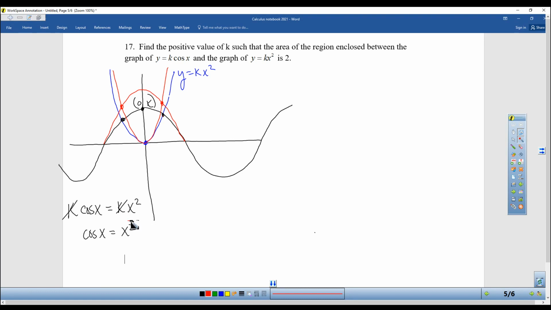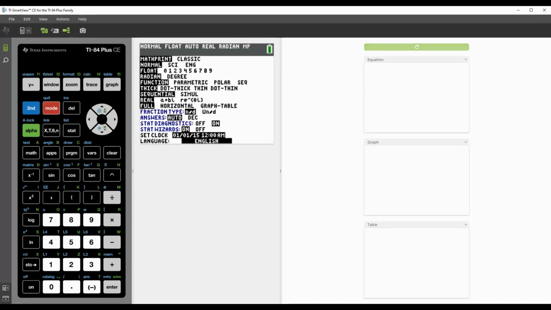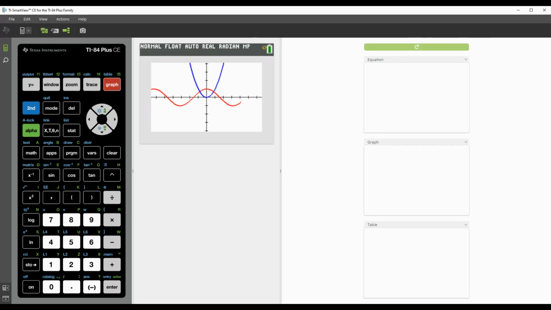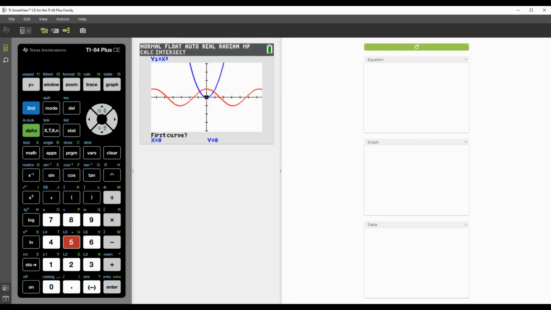I really can't solve this equation. So what needs to be your go-to? Your calculator. So I go to my y is equal to, and I type in our two functions. I always check my mode to make sure that I'm in radians. In calculus, everything's in radians. And then I go to my graph. It's exactly as we had expected, and I need to find that point of intersection. So I use second calculate. Number 5 is intersect. There's only 2 curves, so you can go very quickly. First curve, second curve.